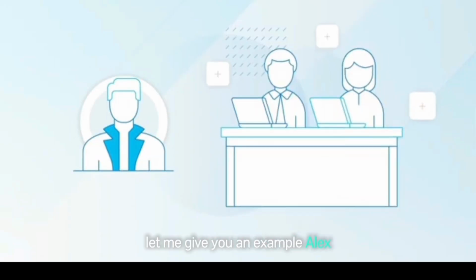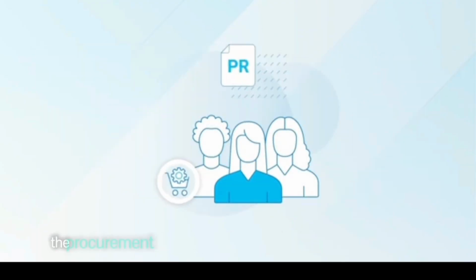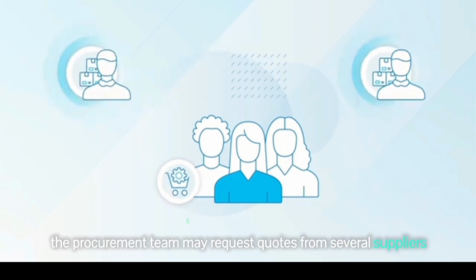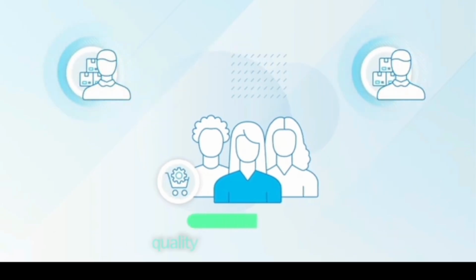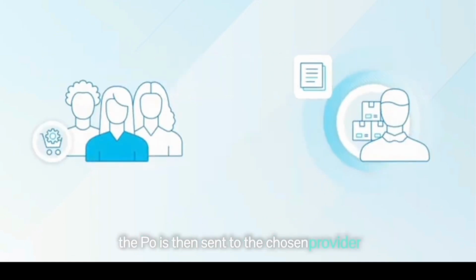Alex, a facilities manager, needs to equip a new office. He identifies the required items, like desks and computers, and sends a request to superiors for approval. Once approved, the procurement team may request quotes from several suppliers. After evaluating quotes based on cost, quality, and supplier reliability, they select their preferred vendor and create a purchase order, or PO. The PO is then sent to the chosen provider, establishing a formal agreement.